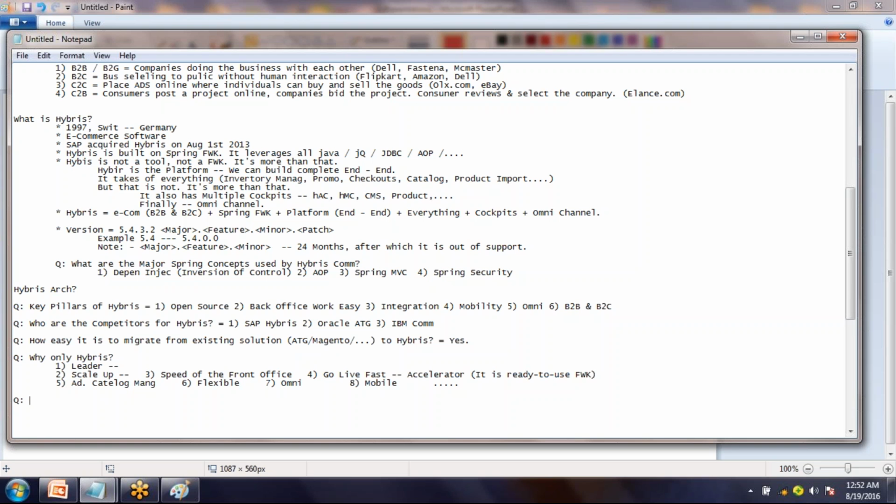Next, what are the hardware requirements? Hardware requirements, prerequisites. Let's say I want to install Hybris e-commerce. What is the hardware I require? We require 8 GB RAM and a 64-bit processor. That's it.